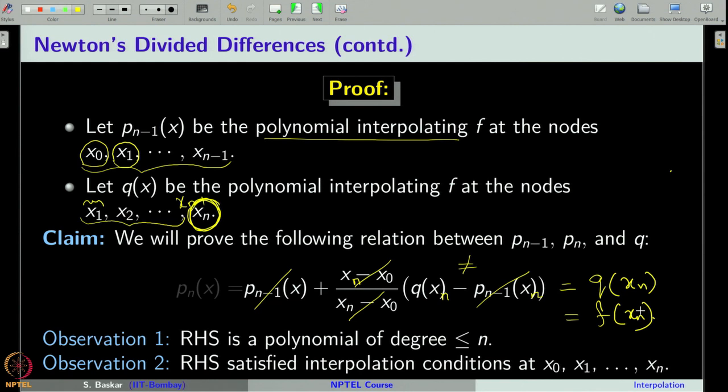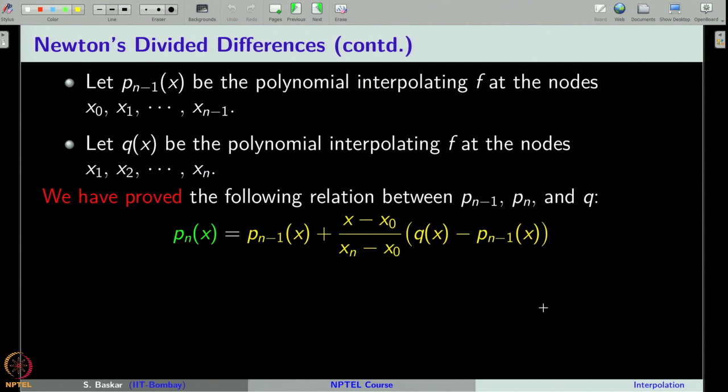What does it mean? It means the right hand side polynomial is an interpolating polynomial at the points x0, x1 up to xn. Remember, Pn of x is also an interpolating polynomial at x0, x1 up to xn. Therefore, by uniqueness, they both have to be the same. That is how this relation comes. So, we have proved that Pn of x is equal to Pn minus 1 of x plus x minus x0 divided by xn minus x0 into Q of x minus Pn minus 1 of x.